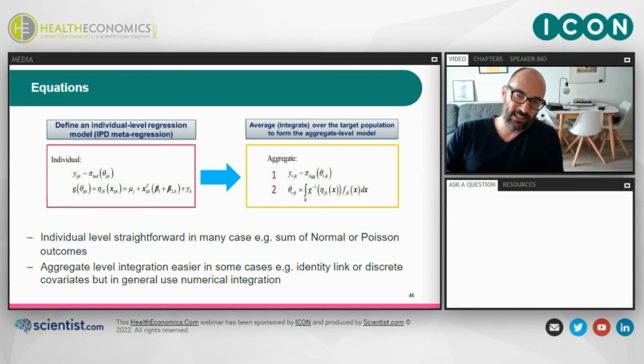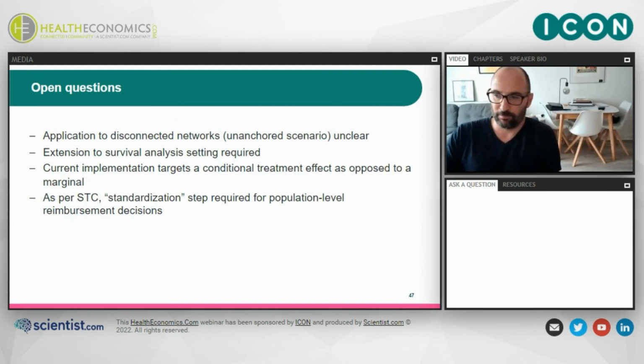Just to say that this integration is totally dependent on the model setup. It can be a simple and straightforward step, or it actually can be rather non-trivial, depending on the correlation and the particular distributions of the covariates in the model. So that sounds great, but this isn't the end of the story.